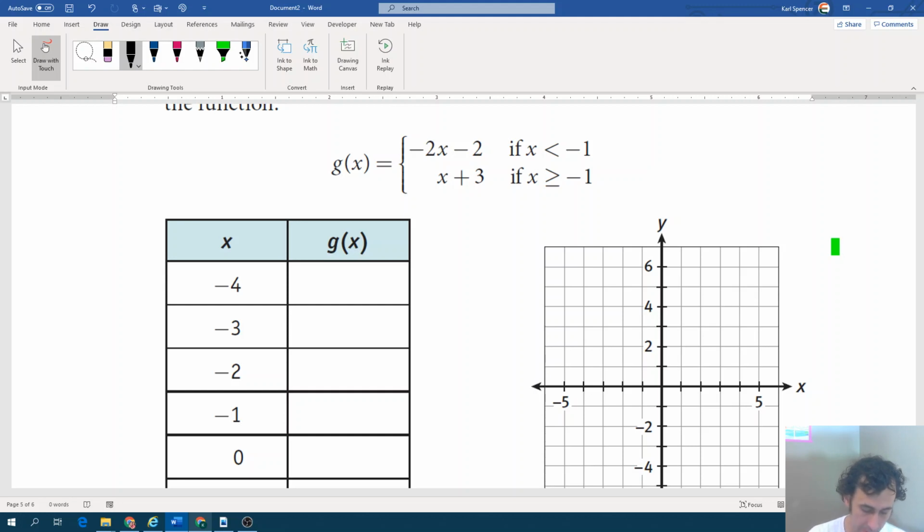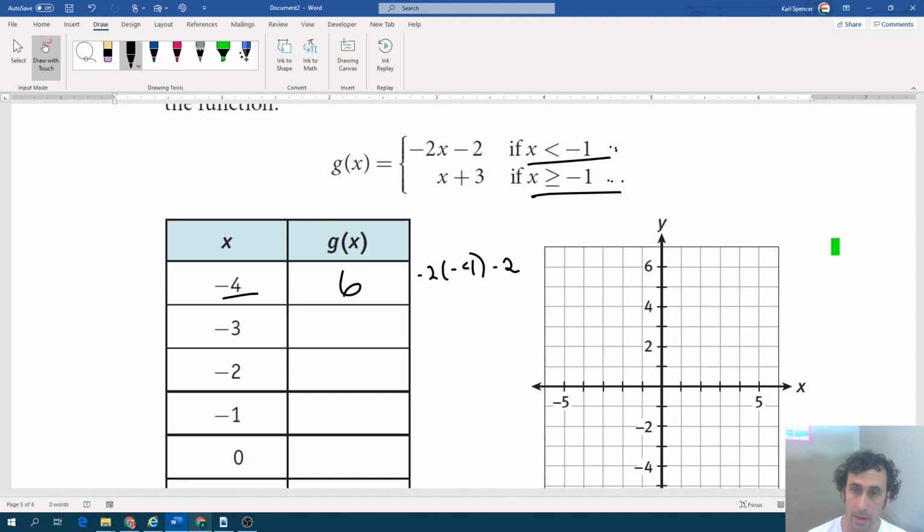So let's just start with negative 4. When x is negative 4, which interval does negative 4 fall into? Is negative 4 less than negative 1, or is it greater than or equal to negative 1? Well, negative 4 falls into that first interval. It is less than negative 1, so I'm going to evaluate it as negative 2 times negative 4 minus 2.